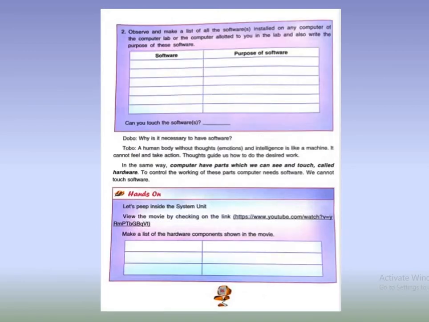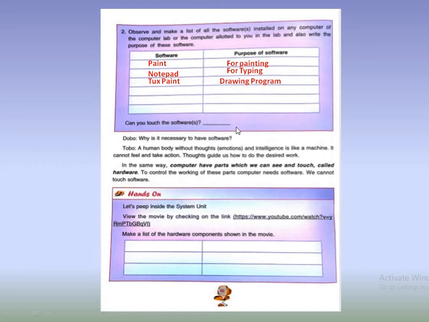Next, observe and make a list of all software installed on any computer in the computer lab. First software is Paint. Paint is used for painting. Next, Notepad. Why do we use Notepad? It is used for typing. Next, TuxPaint. TuxPaint is a drawing program we use to make a drawing.